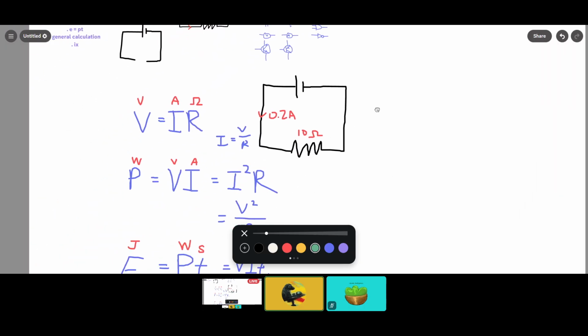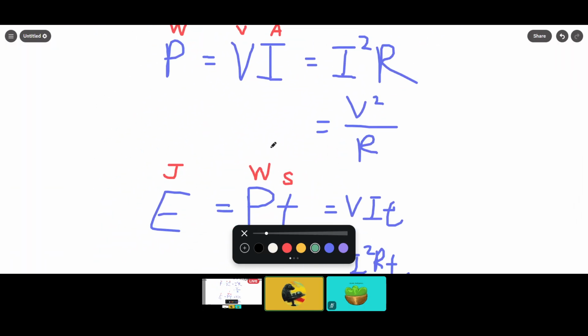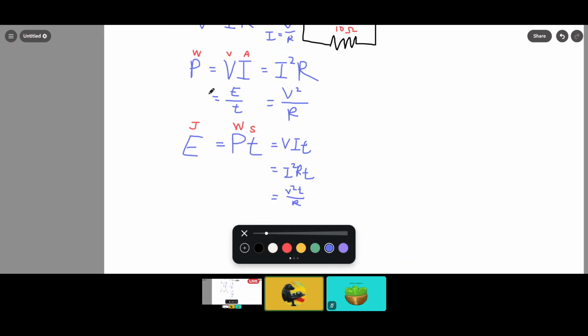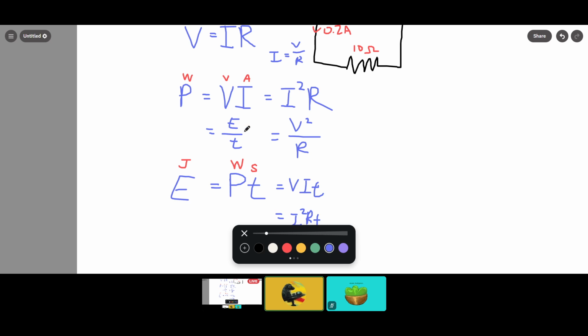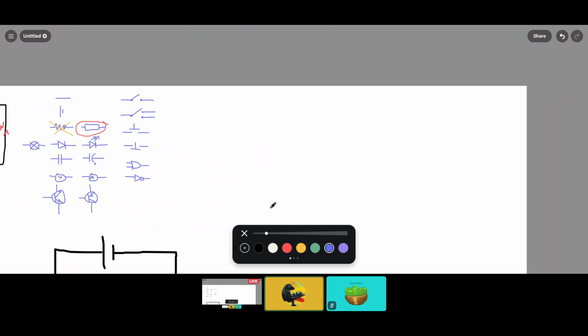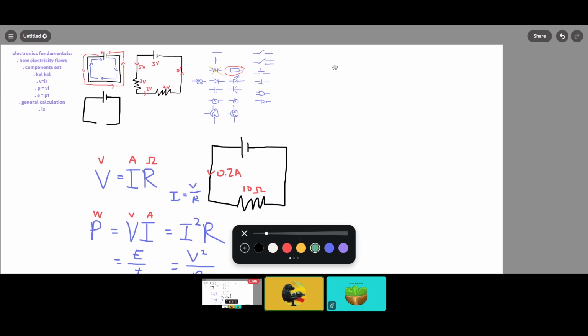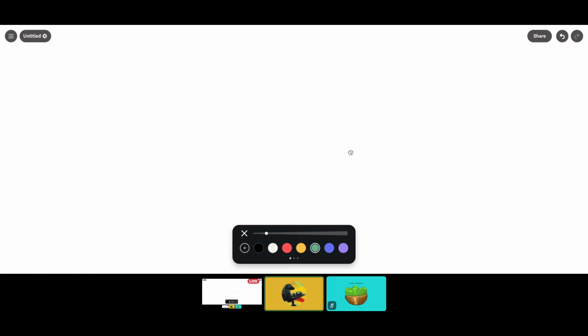Oh, I'm just remembering, power actually has a different representation, which is E over T. It's just using some expression from this into that. Just know that power can also be E over T. Anyway, let me create a question now. First, I'm going to test V equals IR. I'll just make a basic question.